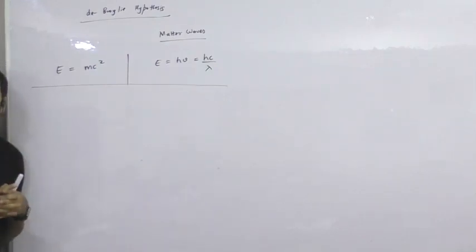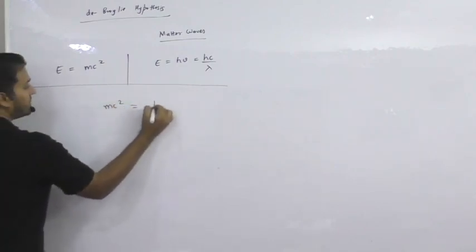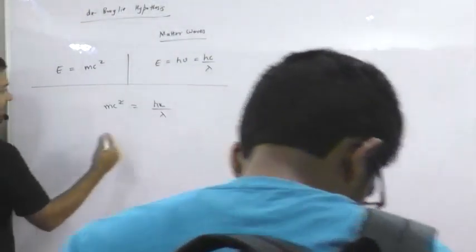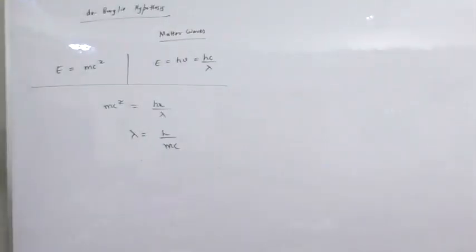He combined these two forms, and he said, what if mc squared is equal to hc by lambda? So I can cancel out one c. What am I left with? I am left with lambda is equal to h upon mc. Yes, lambda is equal to h upon mc.